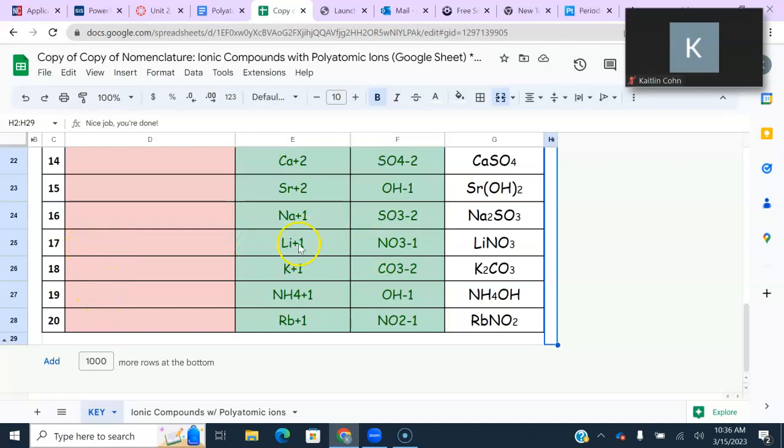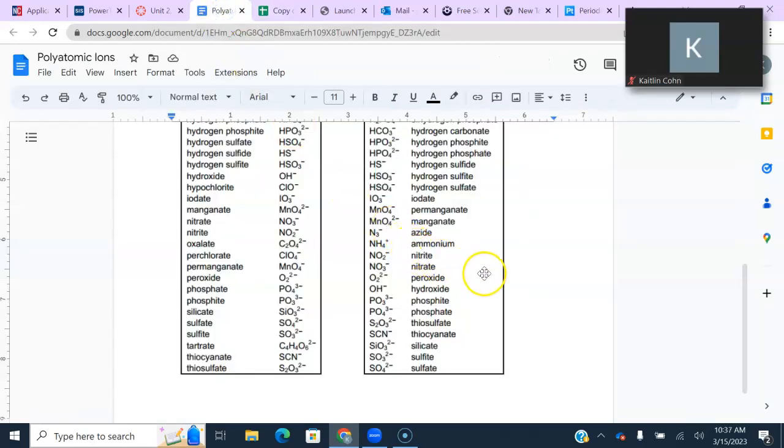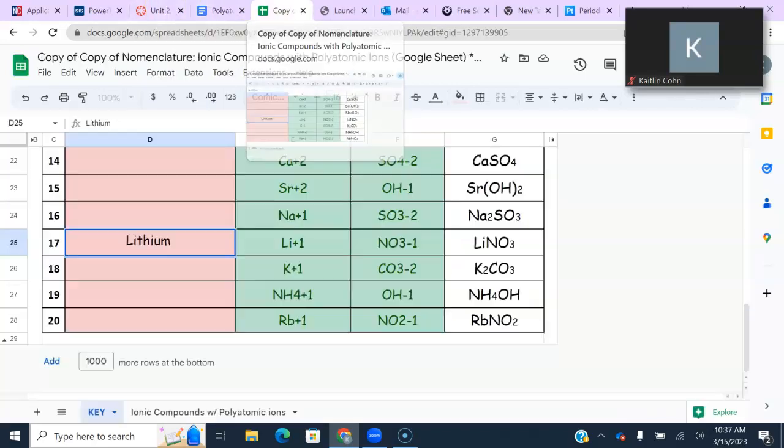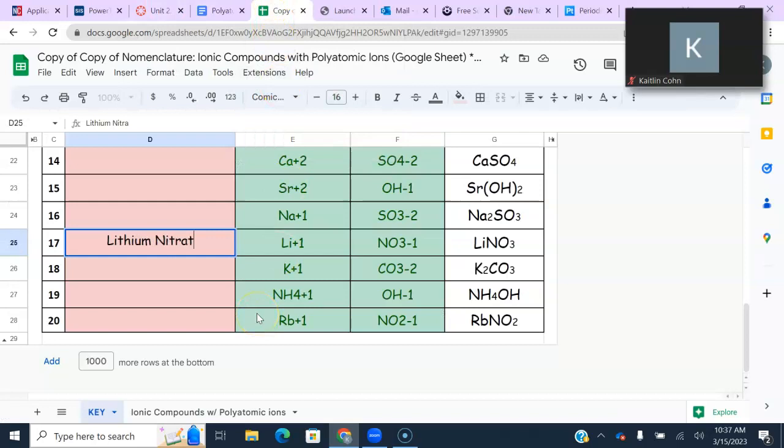So my metal is Li, that's lithium, so I know my first part's going to be lithium. And then NO3, I just need to figure out what that is on my chart. So NO3 is right here. It's nitrate. So this is going to be lithium nitrate. Okay, so then let's do our next one. We have to first identify our metal. K is potassium.